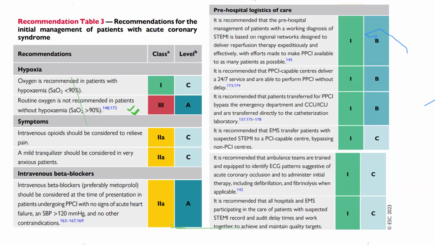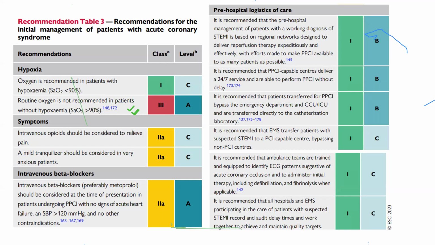In terms of pre-hospital logistics, it is recommended that pre-hospital management of patients with a working diagnosis of STEMI is based on regional networks designed to deliver reperfusion therapy expeditiously and effectively, with efforts made to make primary PCI available to as many patients as possible. So for us, we are yet to have an established PCI network or STEMI network fully running in the country. So maybe our colleagues in Nigeria can comment on that during the questions, contributions time. It is recommended that primary PCI capable centers deliver a 24/7 service and are able to perform PCI without delay.